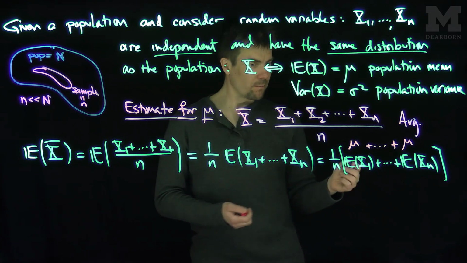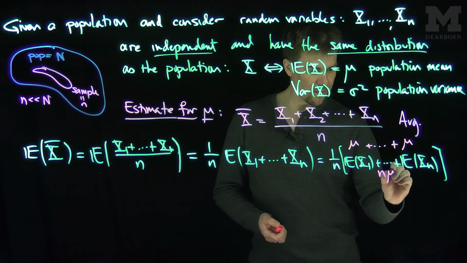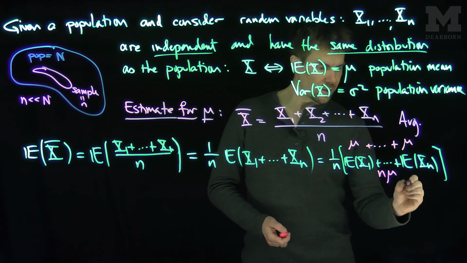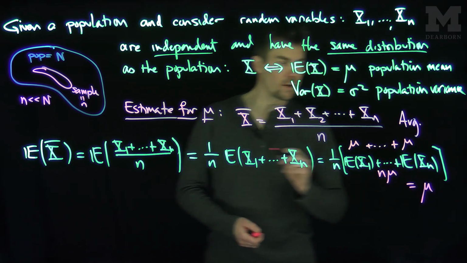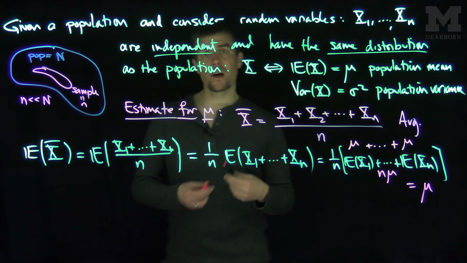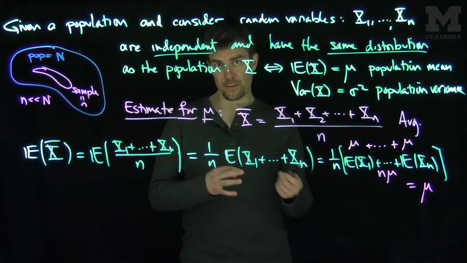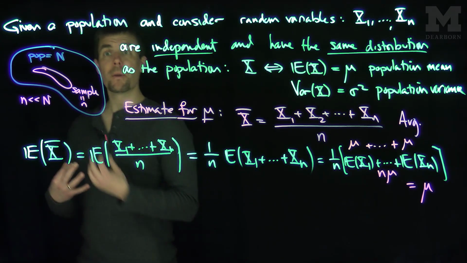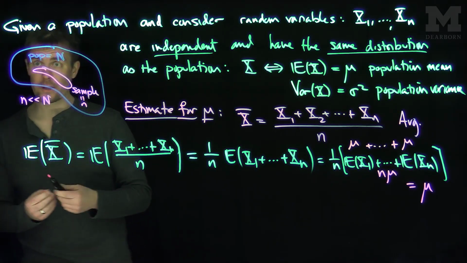So what do I have here? I have n mu's inside my bracket. So I have n mu times 1 over n. So this expected value over here is just what? It's just mu. So the expected value of x bar is the population parameter mu. Great. So it's an unbiased estimate for the population parameter.